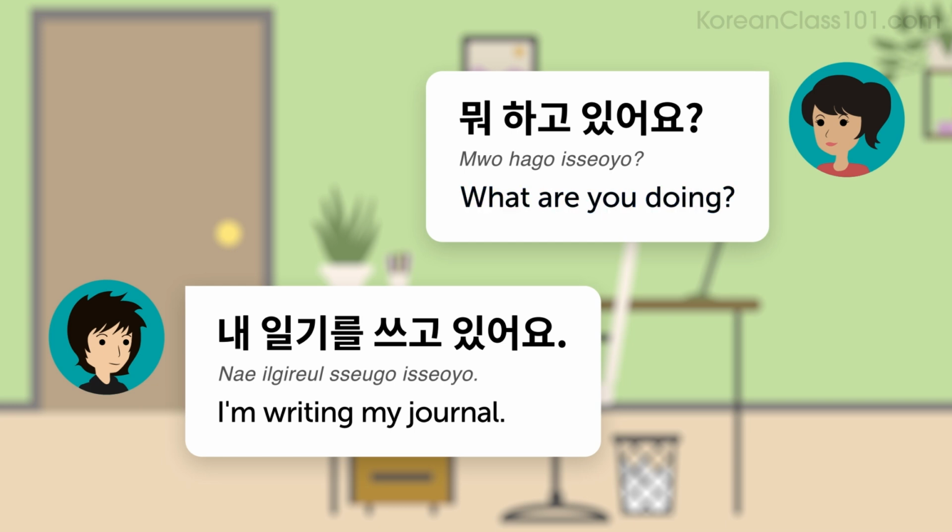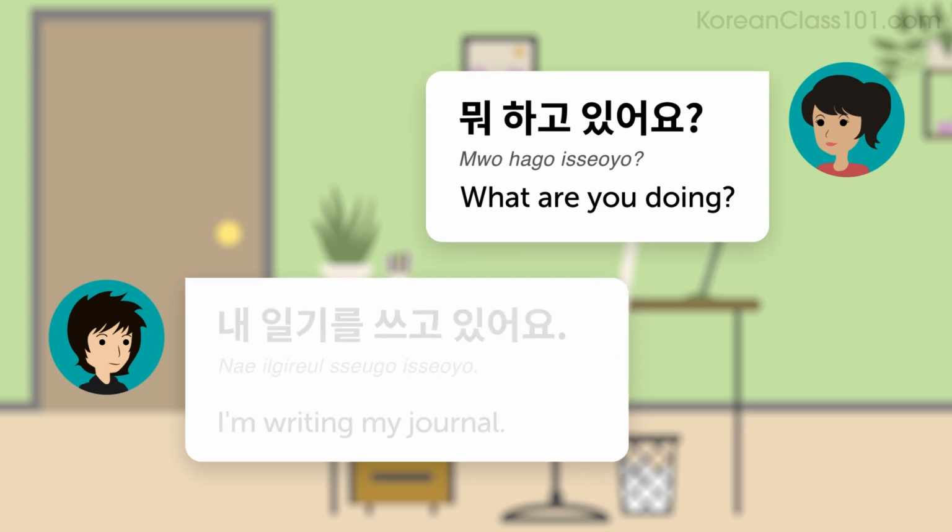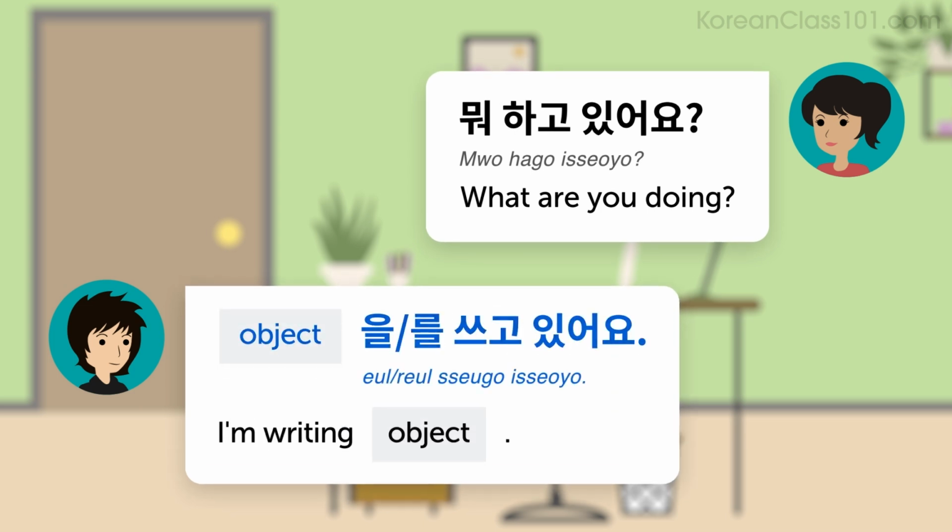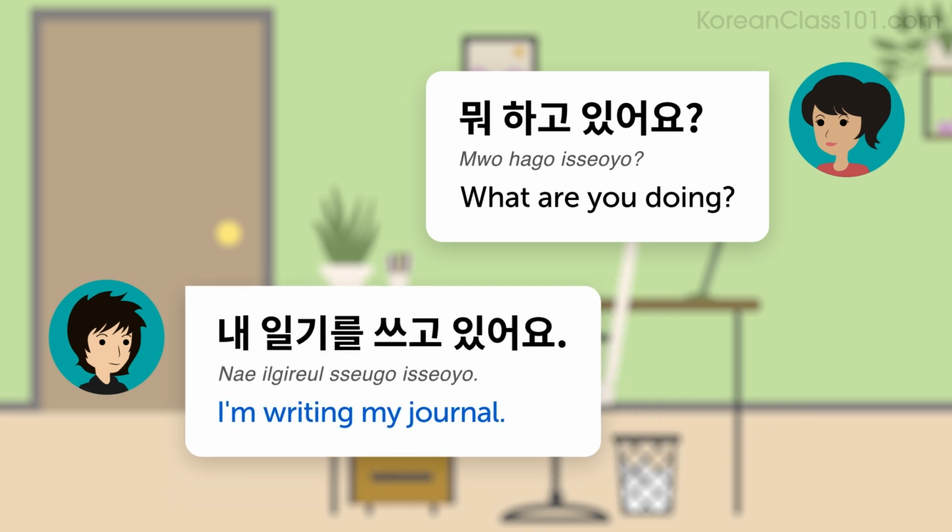Now, how do you answer this question? The pattern is object. 을 쓰고 있어요. This Korean sentence literally translates as, I object writing about am. But it means, I'm writing object. For example, I'm writing my journal.